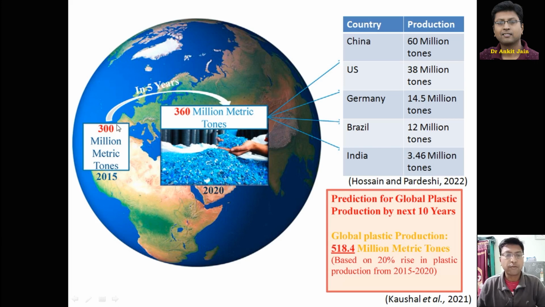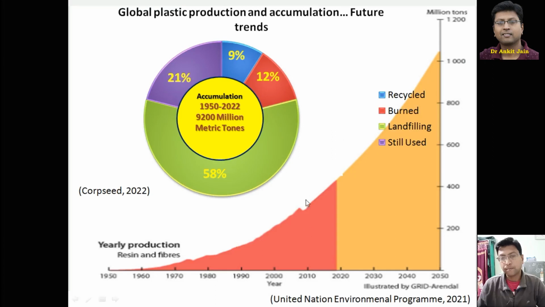In 2015, about 300 million metric tons of plastic was produced. Gradually it increases. In 2020 it was 360 million metric tons, and India was producing about 3.46 million tons of plastic in 2020. If the production is still going on, definitely in 2050 it will become 1000 million metric tons.